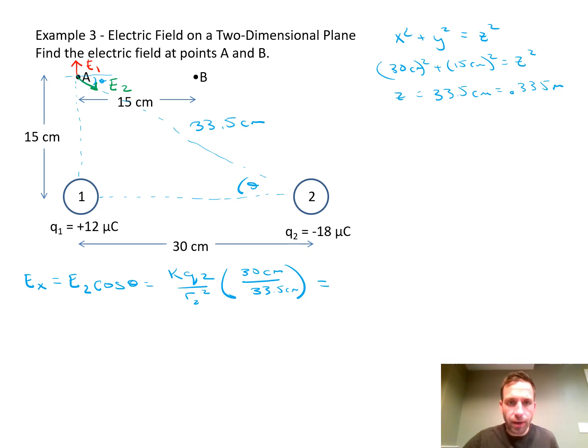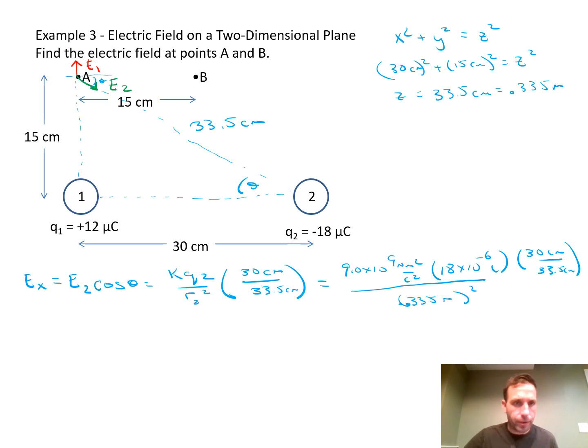We can plug in numbers now. 9 times 10 to the 9 newton meters squared over coulomb squared, 18 times 10 to the negative 6 coulombs, 30 centimeters over 33.5 centimeters, and then over 0.335 meters squared. Putting that into the calculator, I get 1.3 times 10 to the 6 newtons per coulomb.